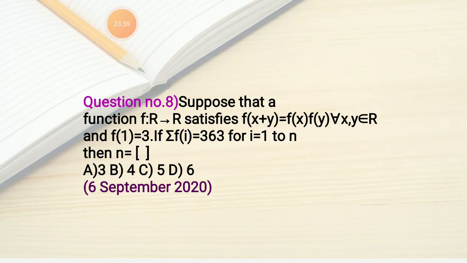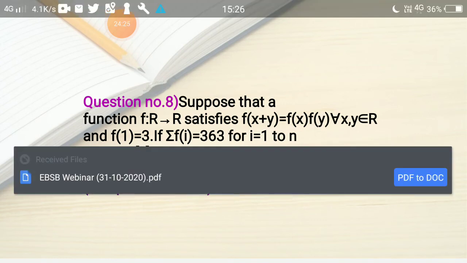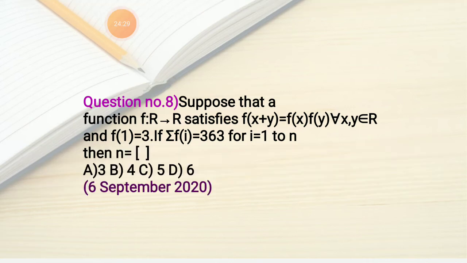Just we solve this type of question. Suppose that a function f from R to R satisfies f of x plus y equal to f of x into f of y. Here he changed. Previously f of x plus y equal to f of x plus f of y was given. Now he changed the question. F of x plus y is equal to f of x into f of y for all x, y belongs to R, and f of 1 equal to 3. If sigma f of i is equal to 363 for i equal to 1 to n, then we have to find the value of n. 6th September.